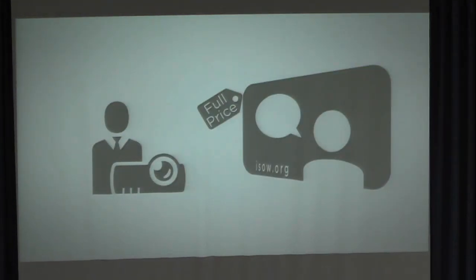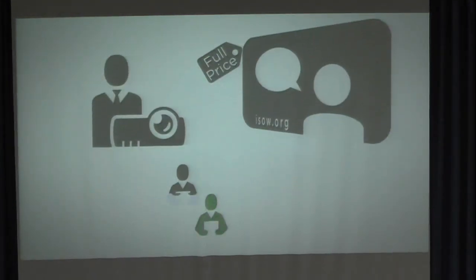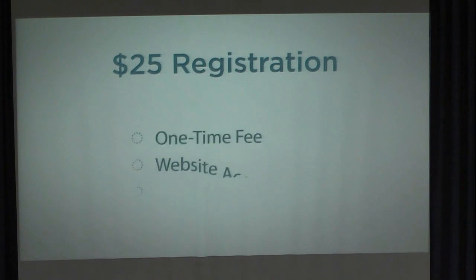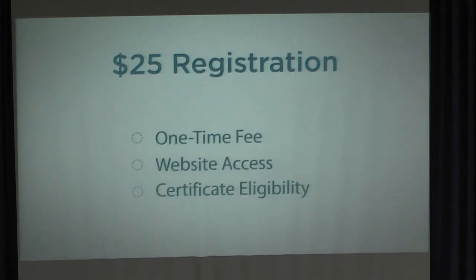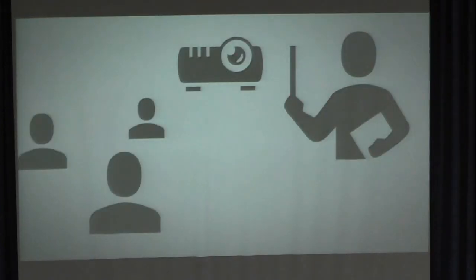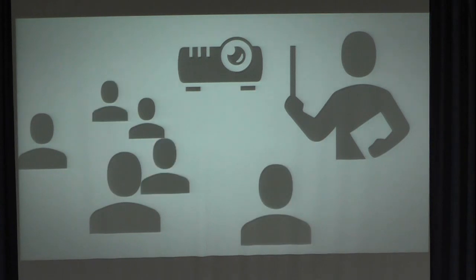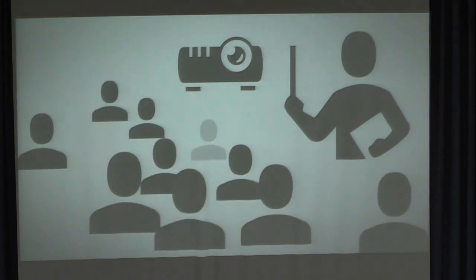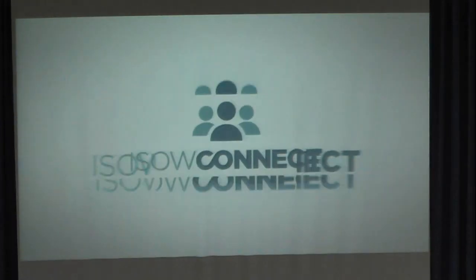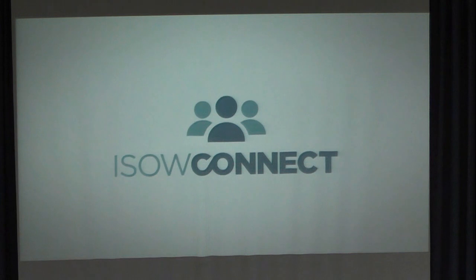Here's how it works. A group leader purchases any ISO course at full price. Then all other students in the group purchase the course for only $20 each. Everyone pays a one-time $25 fee to become registered as a full-fledged ISO student with website access and certificate eligibility. By adapting the familiar friends and family membership model into the ISO learning experience, ISO Connect makes all of ISO's resources available to groups of any size at an amazingly low price. Sign up today for ISO Connect.